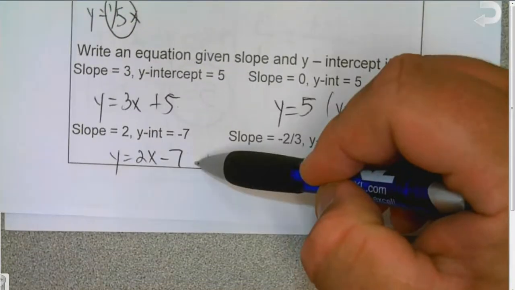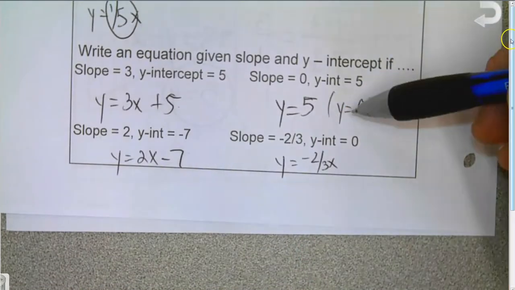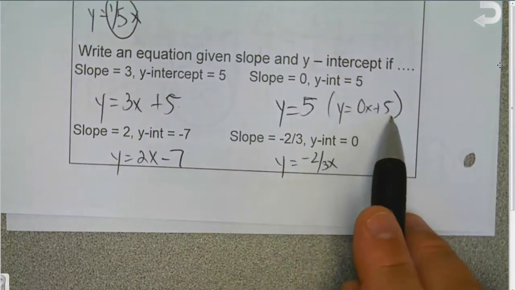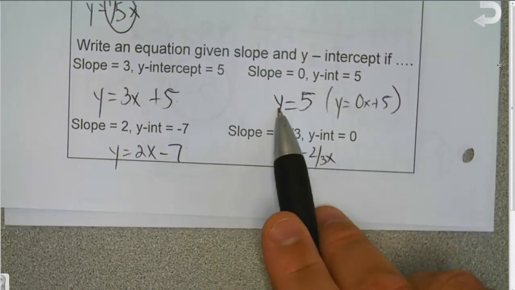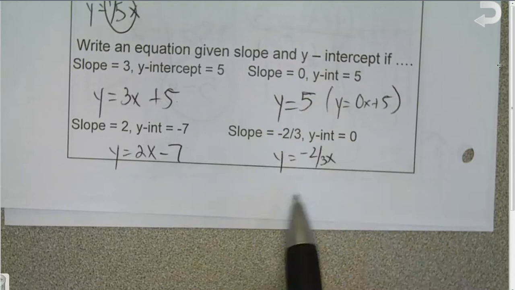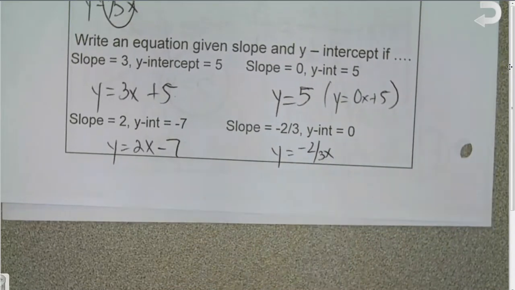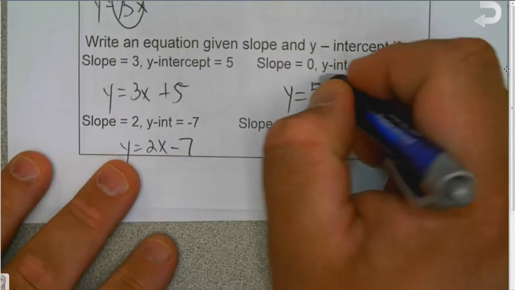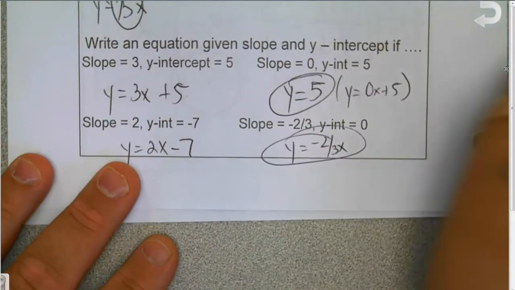So then when you were writing these equations, I gave you 2 equations where you had to write them out with all the information. But then I had 2 equations where I took something out. Y equals 0x plus 5, we know we don't have to write the 0, so we just put a 5. Y equals negative 2/3 x, we don't have to write plus 0, so we just leave it alone. These are the final correct answers for these 2.